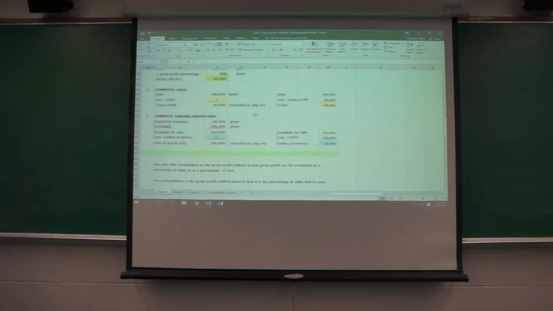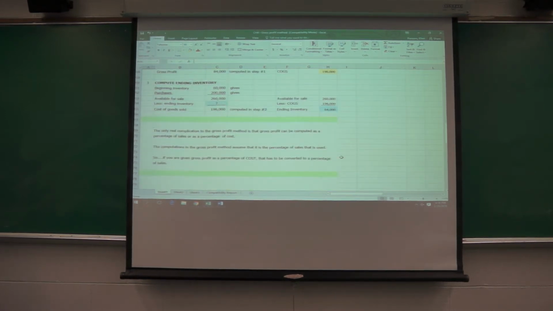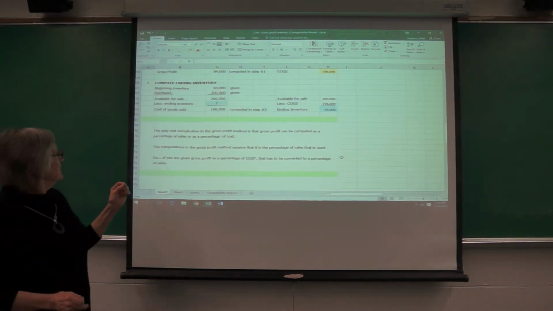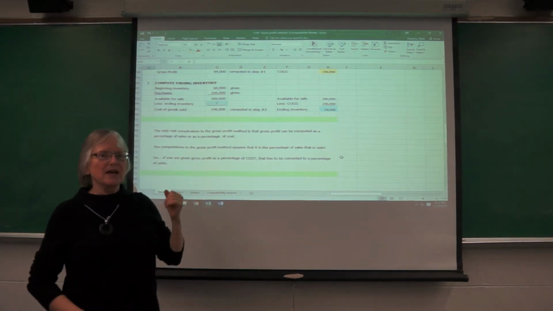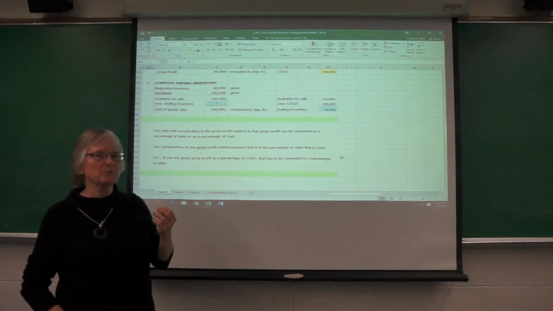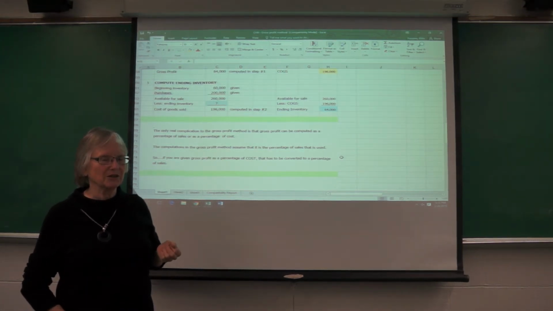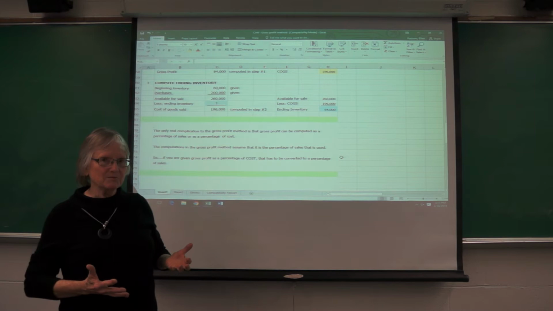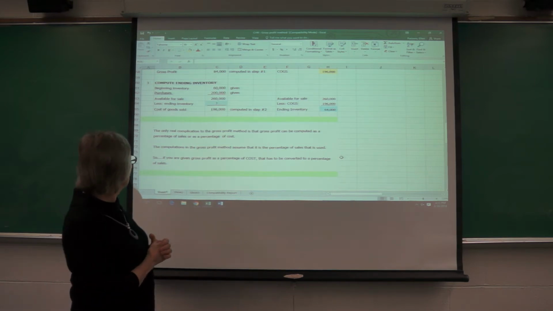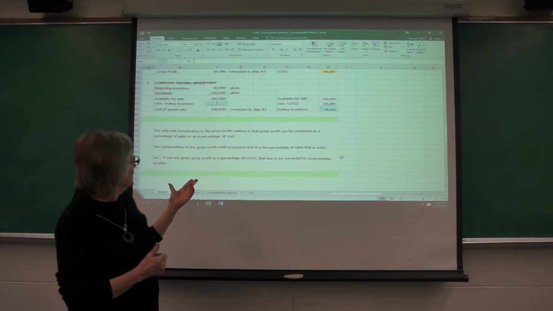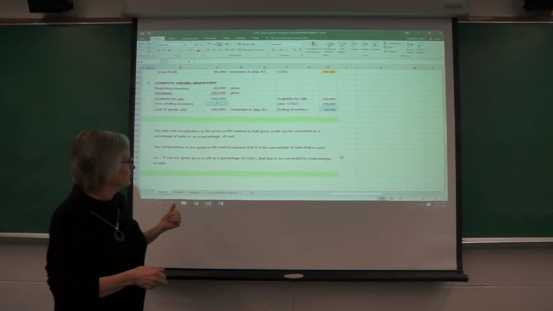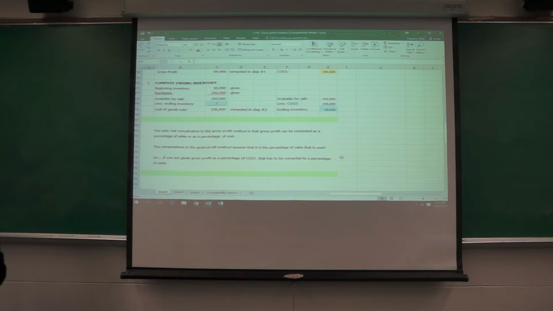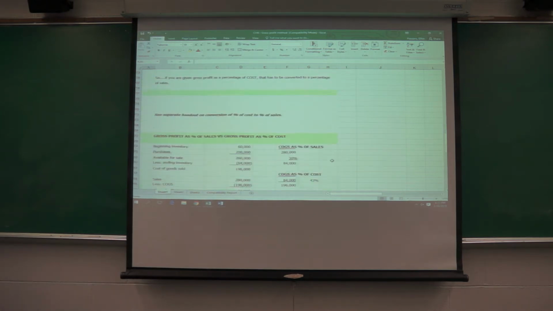Okay, so the only real complication in this method is that the gross profit percentage has to be stated as a percentage of sales for it to work. And the problem is that sometimes it's stated as a percentage of cost. So if you're given gross profit as a percentage of cost, as you will be in the homework, you must convert it to a percentage of sales. And so I'm sure your next question is, well, how are we going to do that?